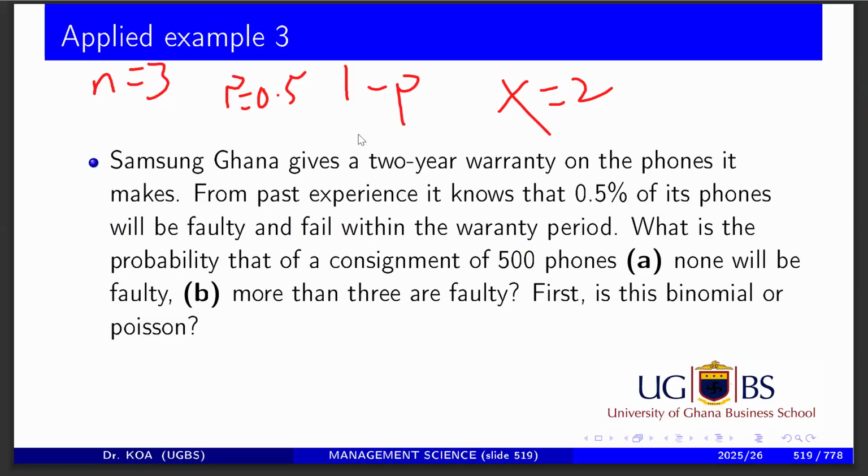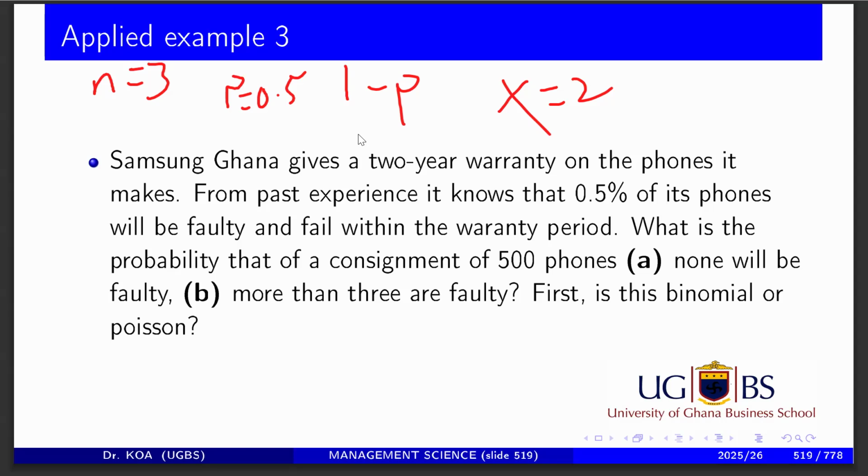Now, next one. Samsung Ghana gives a 2-year warranty on the phones it makes. From past experience, it knows that 0.5% of its phones will be faulty and fail within the warranty period. What is the probability that out of a consignment of 500 phones, none will be faulty? More than 3 are faulty.